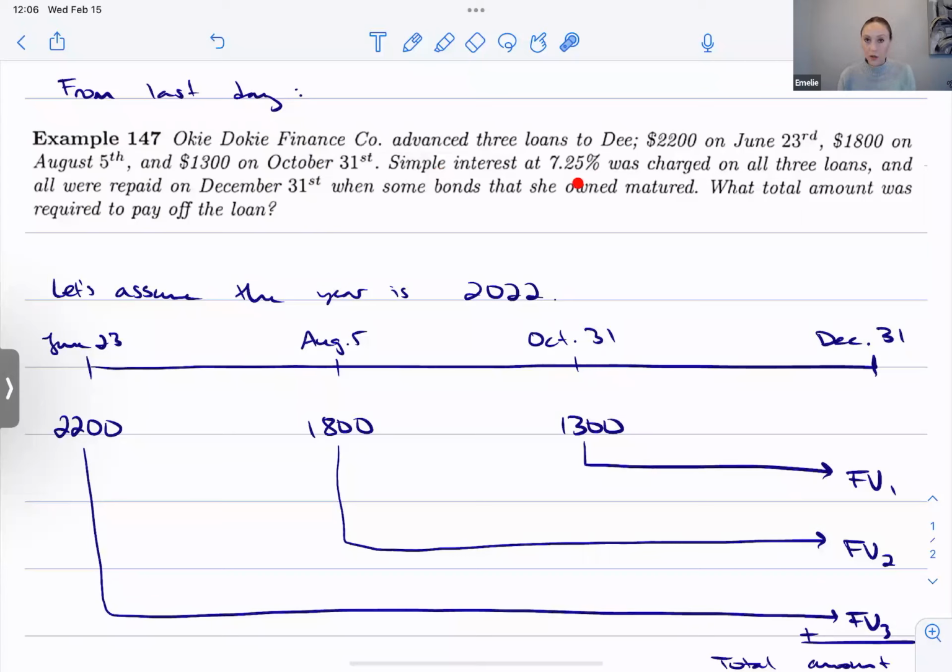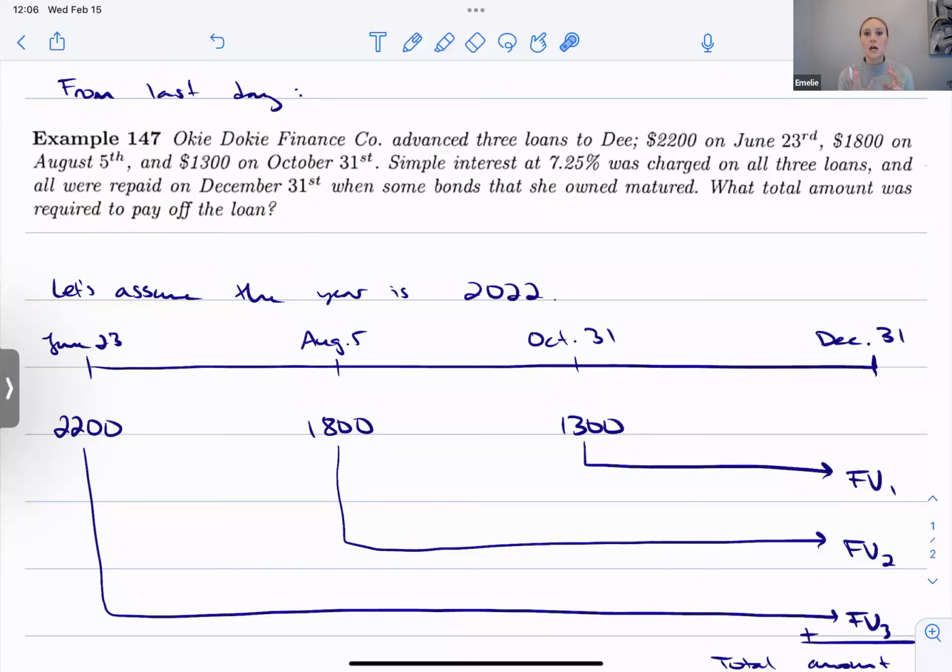7.25% was charged on all 3 loans. So it could also be that you have a different interest rate on each of the loans. So in this case, no, because we're just starting out, right? We're just growing, right? But that could happen, okay? And all were repaid on December 31st when some bonds that she owned matured. What total amount was required to pay off the loan?